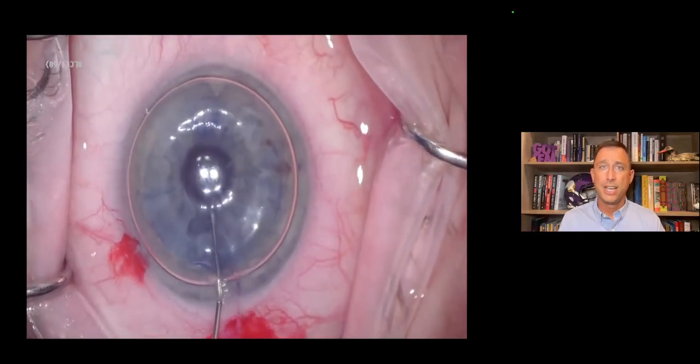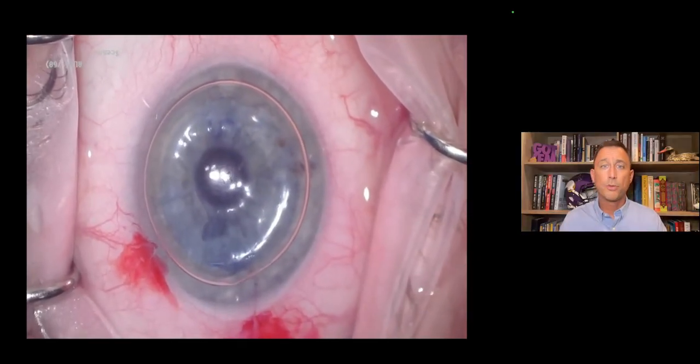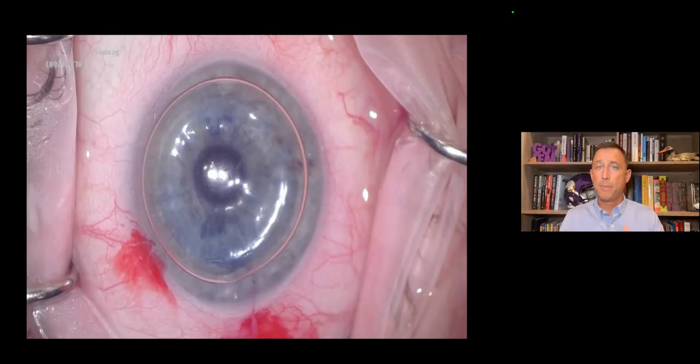And then they inject SF6 gas. Sometimes they'll use air. The pressure will increase, of course. And now that bubble will press up and hold that graft in place. The patient typically for the first 24 to 48 hours will lie more reclined or on their back to allow gas to rise and push that graft into place.